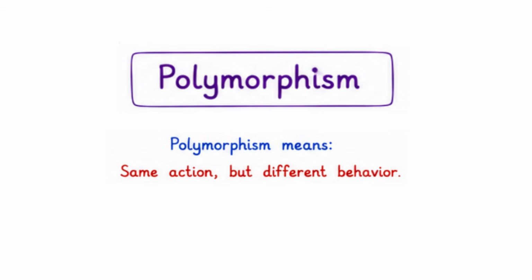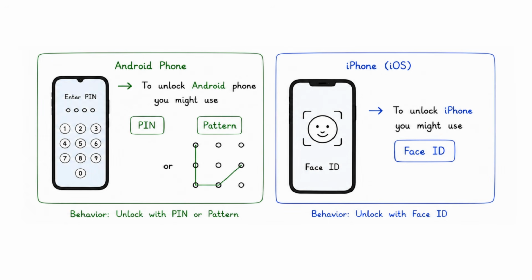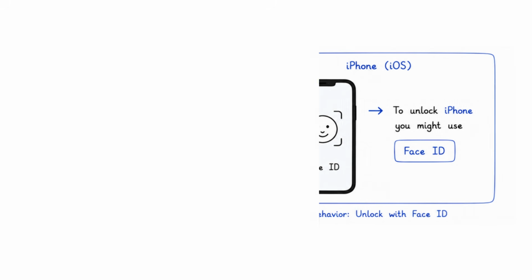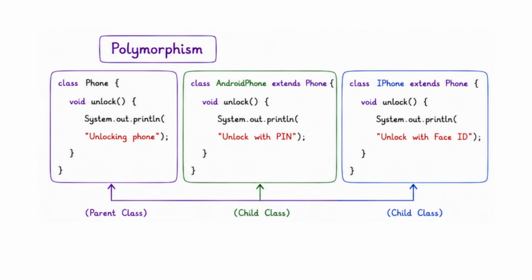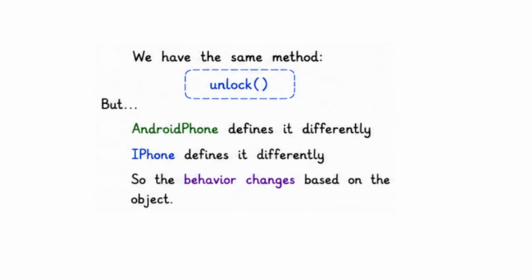Polymorphism means same action but different behavior. Here the action is the same, to unlock the phone, but based on the phone type, the behavior might be different. Some might unlock the phone using a PIN or pattern and some use Face ID, right? So let me show you the code. In the Phone class, we have a method unlock. When AndroidPhone extends this Phone class, it defines it differently. iPhone defines it differently. So the behavior changes based on the object.